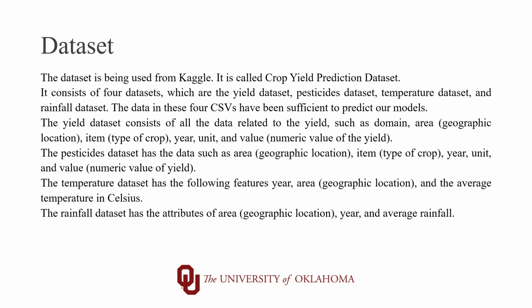The yield dataset consists of all the data related to the yield, such as domain, area, item, year, unit, and value. The pesticides dataset has the data such as area, item, year, unit, and value. The temperature dataset has the following features: year, area, and the average temperature in Celsius. The rainfall dataset has area, year, and average rainfall as the attributes. Nothing in this dataset is being changed.